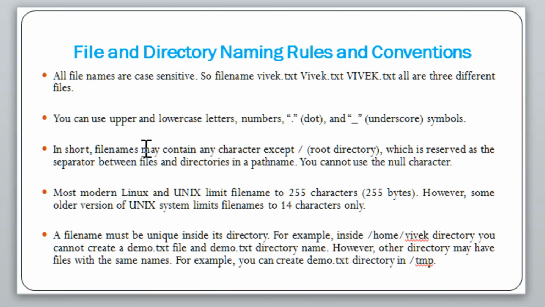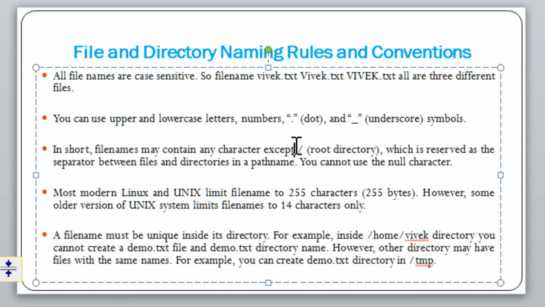In short, file names may contain any character except the / character, because this is reserved as the separator between files and directories in the path name. You cannot use the null character. Most modern Linux and UNIX systems limit file names to 255 characters or 255 bytes. However, some older versions of Unix limit file names to just 14 characters.